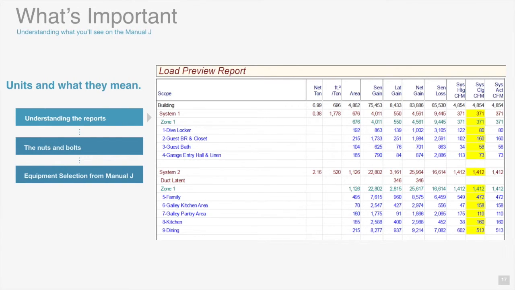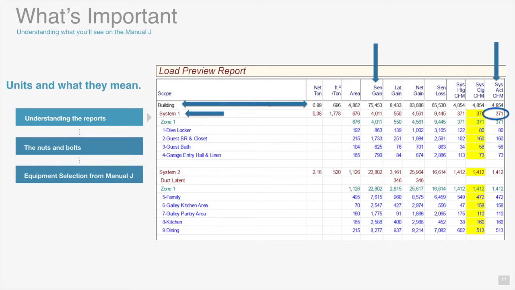So this is another example of a software report. This is a load preview report of another popular Manual J software. There's lots of information on here, nothing too overwhelming because you're starting to get familiar with this and what to expect. We've got the most important column right here, which is the sensible gain column. That is the column that you're going to use to select your air conditioning system for your house. That is absolutely the most important column. And if you do some calculations, you'll see where they came up with the CFM over here, because we know how to do that now.